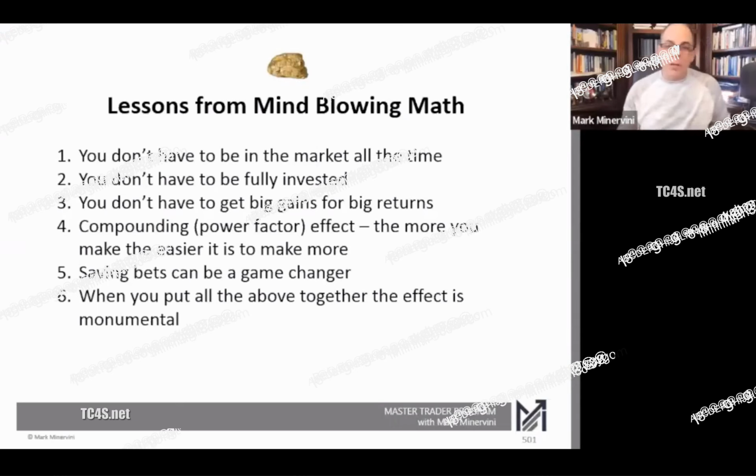So the lessons from the mind-blowing math here should be, one, that you do not have to be in the market all the time. Now, as Mark just told you, and I told you, we're in the market on average about half the time or less. So 50% of the time or more, we're in cash, 100% cash. That doesn't mean if we get a bull market that's taken off, we might be fully invested for a year, or on and off.